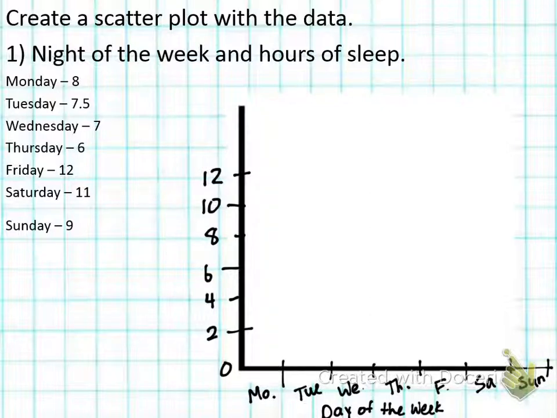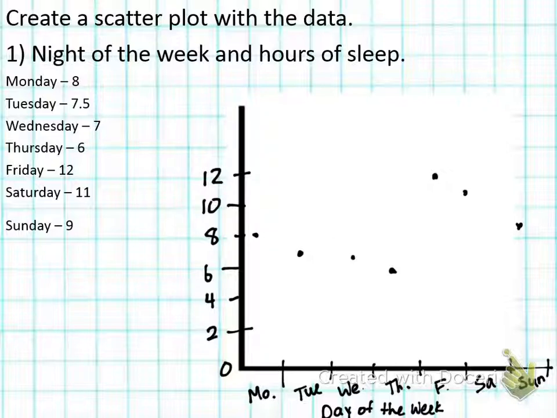Okay, so if I were to plot it now, Monday it says I have 8 hours of sleep, so I go under Monday, go up to 8 hours and plot a point here. Then on Tuesday, I have 7.5 hours, so I plot a point here. Wednesday, I have 7 hours, a little bit lower. Thursday, I have 6 hours, a little bit lower. Friday, I have 12 hours. Saturday, I have 11 hours. Sunday, I have 9 hours, okay? That's just for 1 week, right?